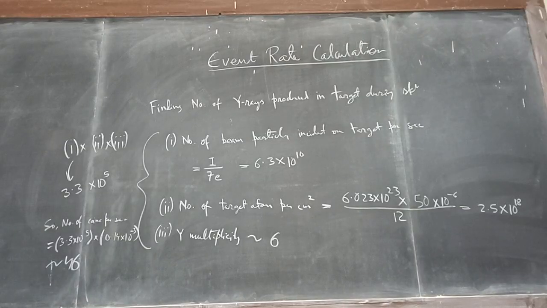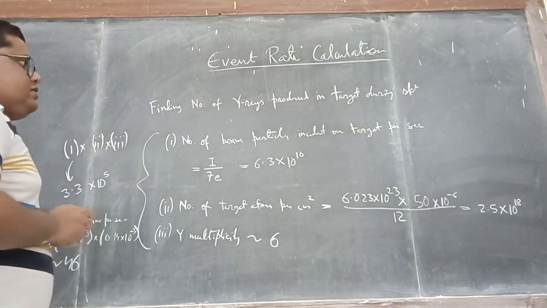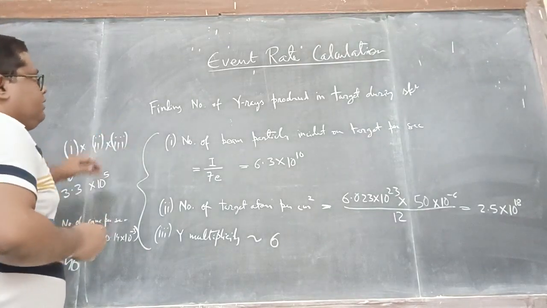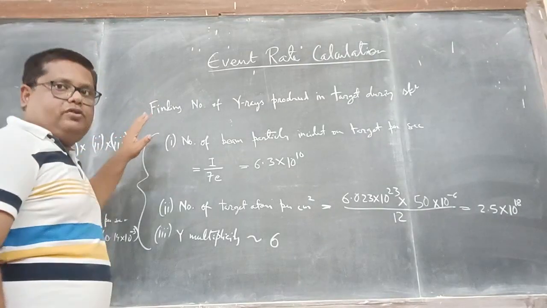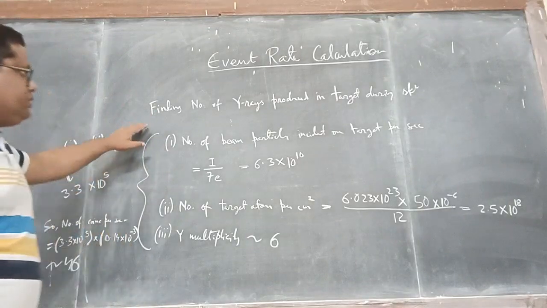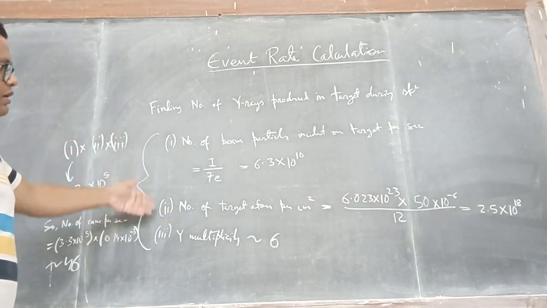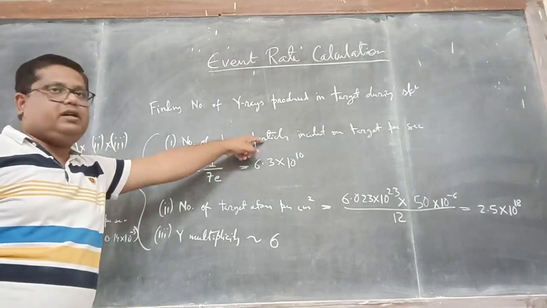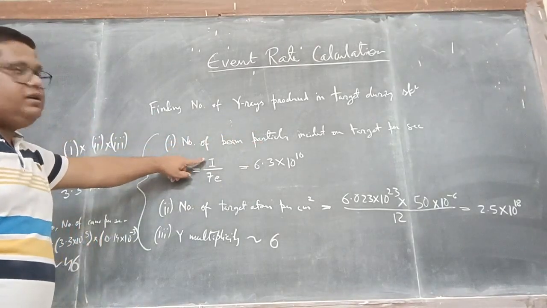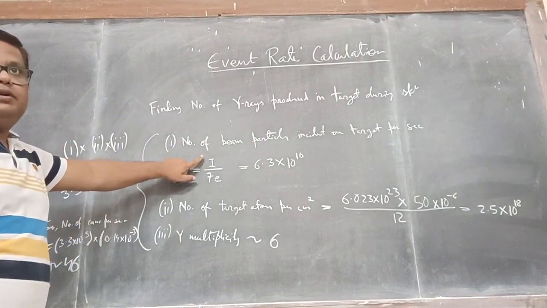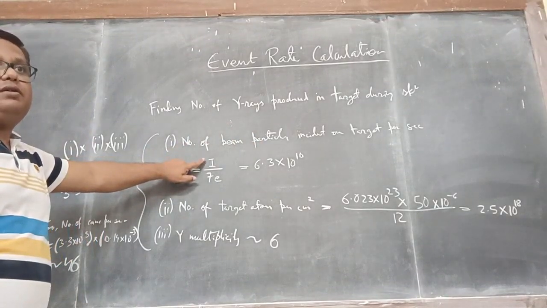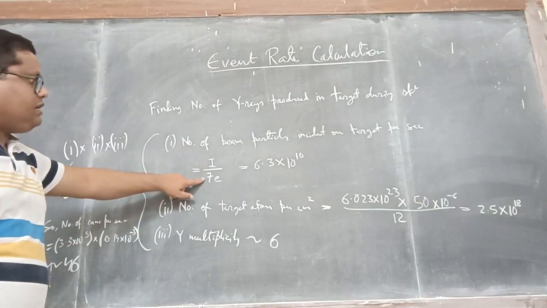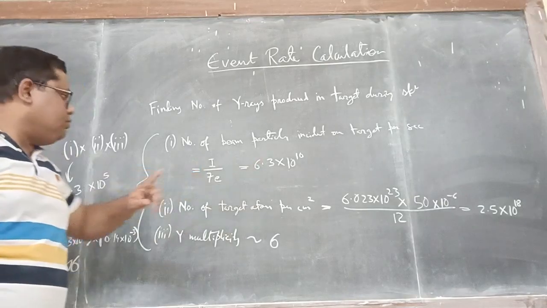So we have found the efficiency of detection. Next, we are trying to find the number of gamma rays produced in the target during the reaction. It consists of 3 parts, small calculations. Number 1 is the number of beam particles incident on target per second. Remember, the beam was 70 nanoampere, divided by the charge state, 7. So it comes out to be this.